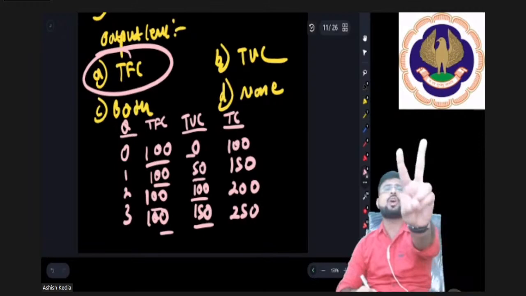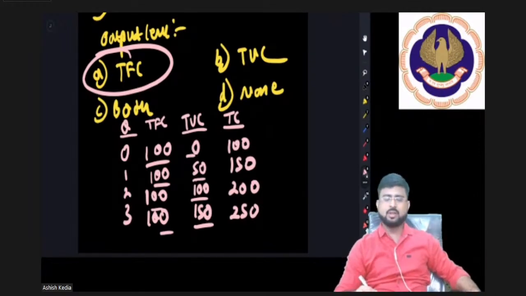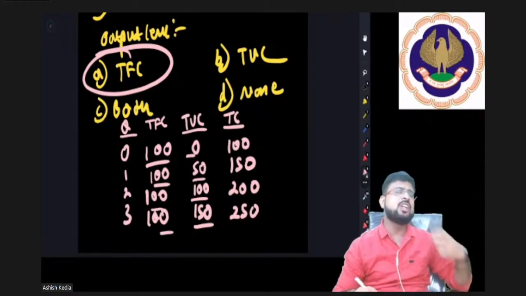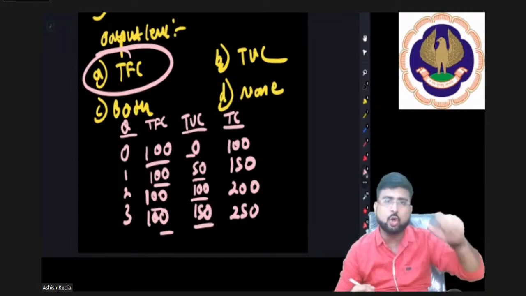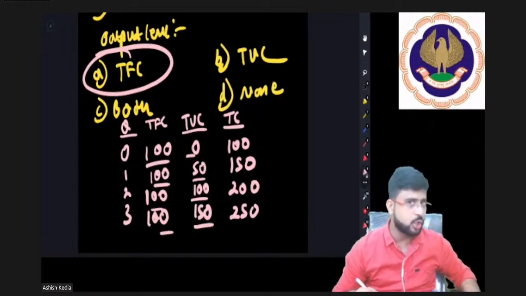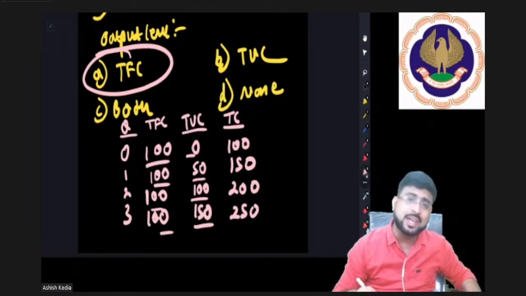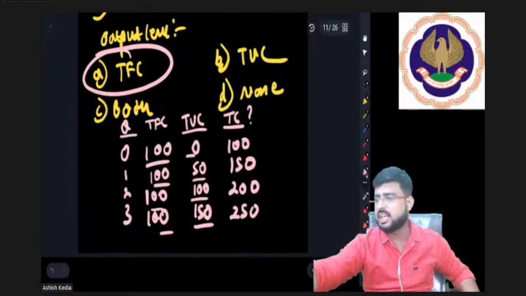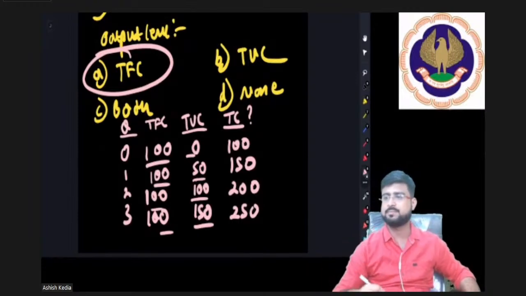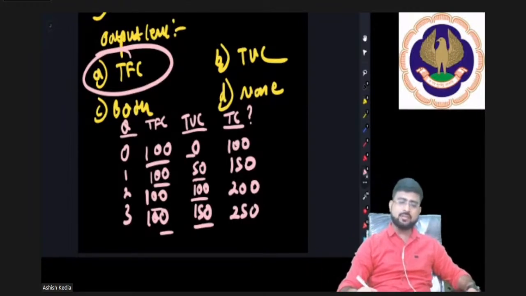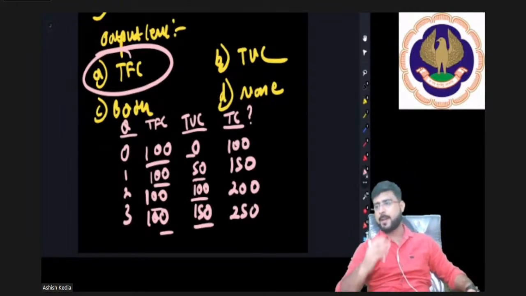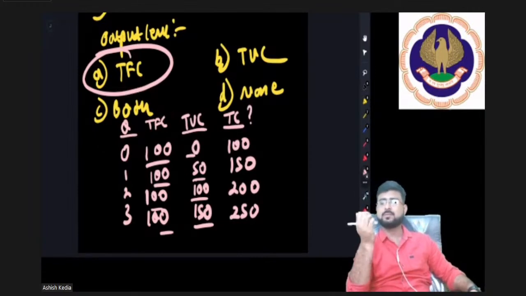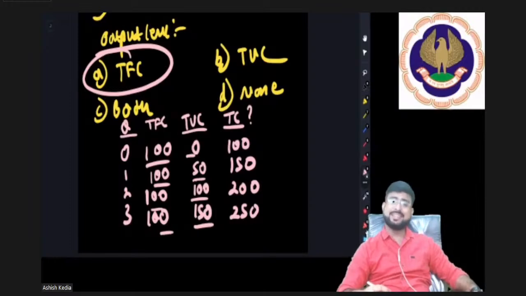I have two questions for you all. Tell me about total cost. Will it start from the origin or will total cost start from the y-axis? What do you think, guys? Where will total cost start from? Question number 1. Let me hear the answer for the same. Come on, everybody. Yes, it will start from the y-axis.